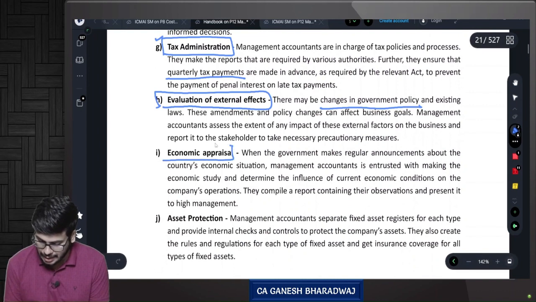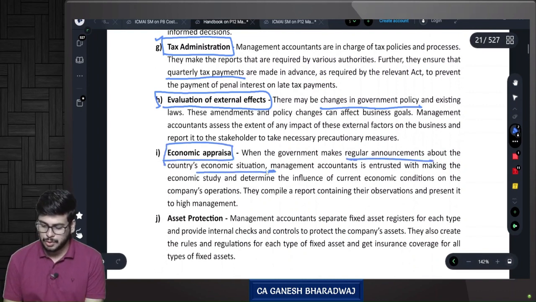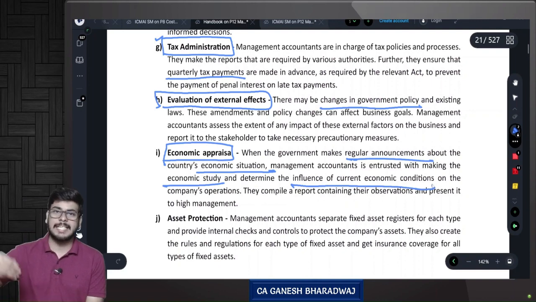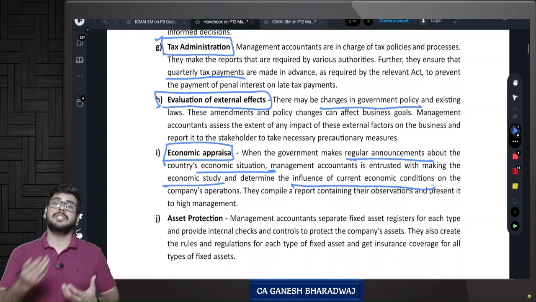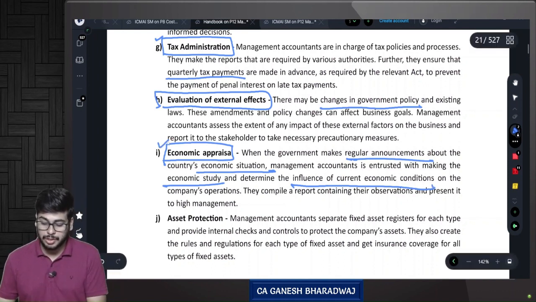Economic appraisals. The government makes regular announcements about the economic situation, and the management accountant is entrusted with making the economic study and determining the influence of current economic conditions on the company's operations. Is there an inflation, or is there going to be a recession? If there is a recession, we need to lay off so many employees. If there is going to be an inflation, then how best we can make use of that to the company's advantage. All of this is a management accountant's work.